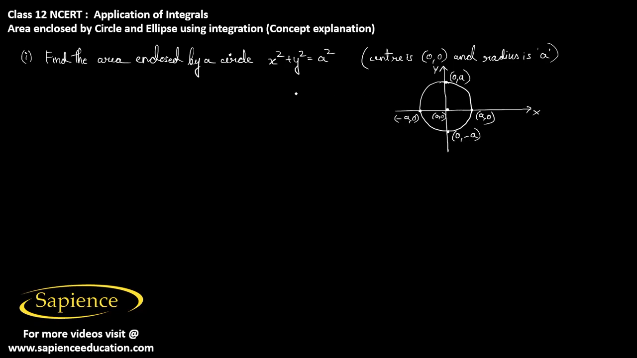So if we find y in terms of x, y square equals a square minus x square. So y will be equal to plus minus square root of a square minus x square. The branch which is above the x-axis has the equation y equals square root of a square minus x square. And for the branch which is below the x-axis, the equation will be y equals minus square root of a square minus x square.